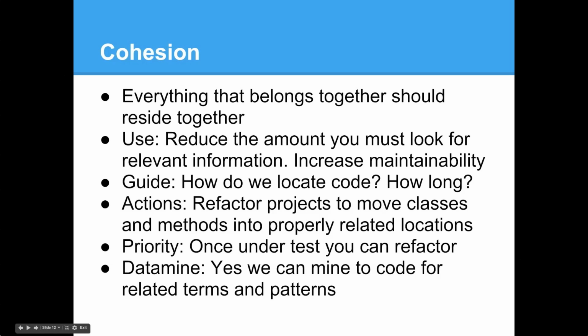Cohesion is a great metric at the code level. Everything that should be together, belongs together, resides together. This reduces the amount of time that a developer must look for relevant information. It increases the maintainability of the project because the developer doesn't have to go looking for certain chunks of logic that need to be changed and so on. A great way to guide the team to this conclusion is to reflect on how we locate code and how long it takes. Actions we can take is to refactor projects, move classes and methods into properly related locations, and that way they'd be easy to find.